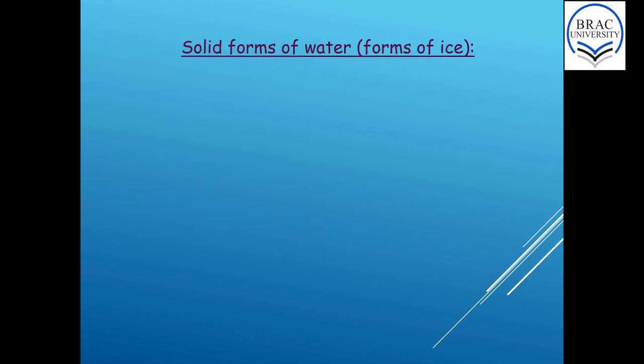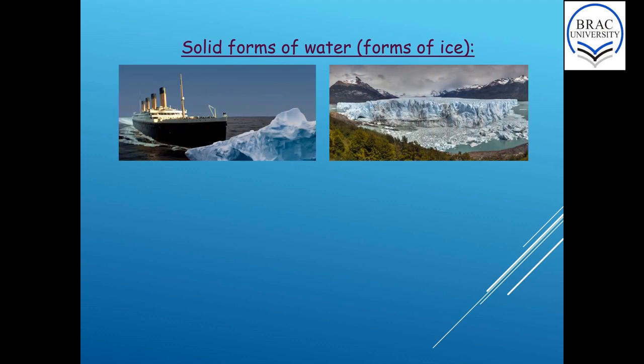Here are some solid forms of water. Look at the pictures. The first one is a picture of iceberg and the second one is glacier. So what is iceberg? An iceberg is a large piece of freshwater ice that has broken off a glacier or an ice shelf and is floating freely in open water. Even though icebergs are floating in salt water, the ice has no salt. It's compressed snow. If you melt icebergs, you will get fresh water from it. Can you remember the movie Titanic? In that movie, there was a collision between iceberg and Titanic.